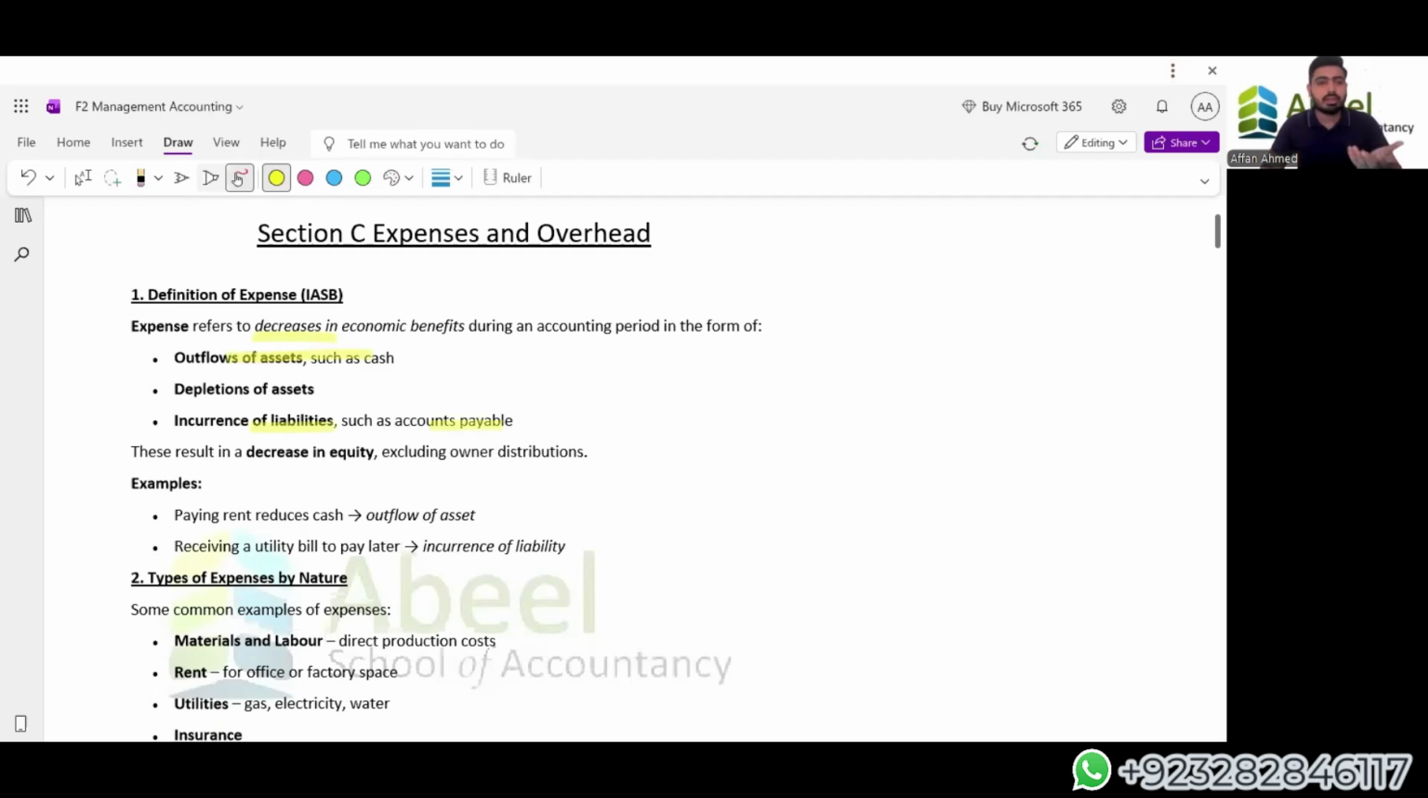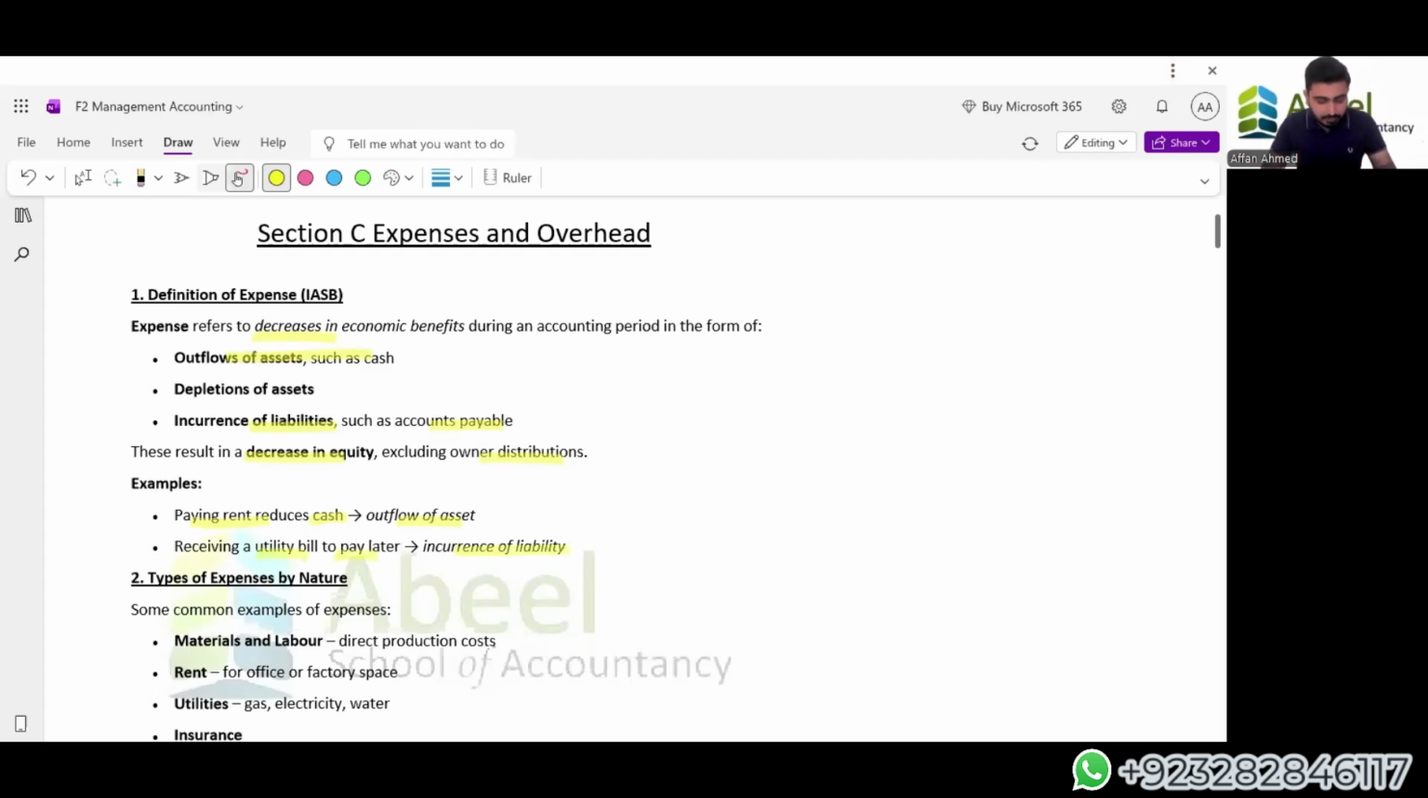Okay, now if you are having an expense, what is an expense? Expense is basically any kind of thing that happens on the cost of the company that is related to the company. These basically result in a liability if not paid at time, or it could result in a cash or an asset outflow, that is cash or bank, or any kind of resources that we can give as a collateral for the expenses that we have enjoyed. Now, these can result in a decrease in equity, excluding owner distribution. Examples: paying rent reduces cash, an outflow of assets; receiving a utility bill to pay later, incurring a liability.